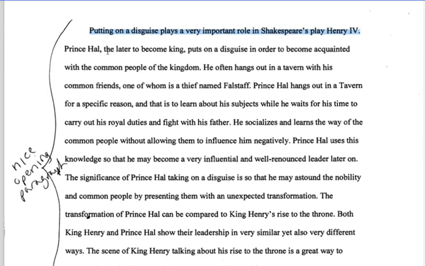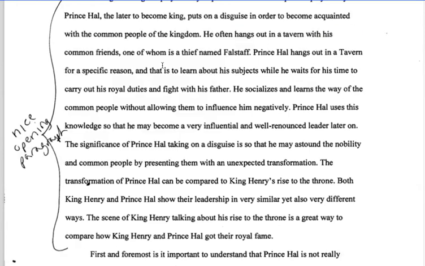Prince Hal, later to become king, puts on a disguise in order to become acquainted with the common people of the kingdom. He often hangs out in a tavern with common friends, one of whom is a thief named Falstaff. Prince Hal hangs out in a tavern for a specific reason, that is to learn about his subjects while he waits for his time to carry out his royal duties and fight with his father.